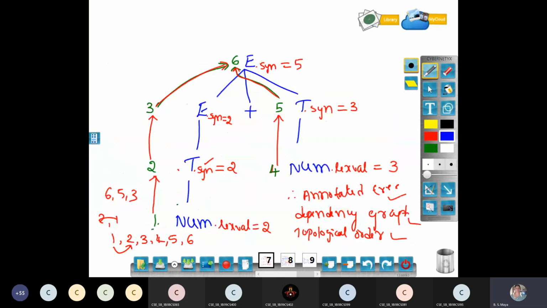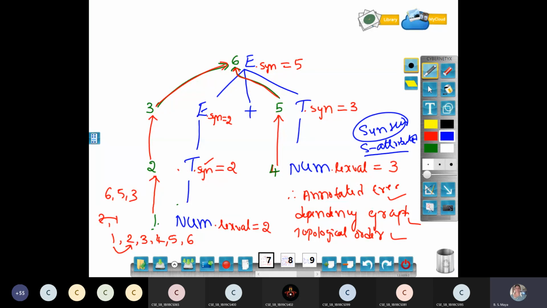I want to tell one more thing. In this diagram, all are synthesized attributes only. No, the annotated tree contains all synthesized attributes. Then it is called S attributed definition. All the attributes in the diagram are synthesized attributes, then that is called S attributed definition. Please make a note of it. That is very, very important.